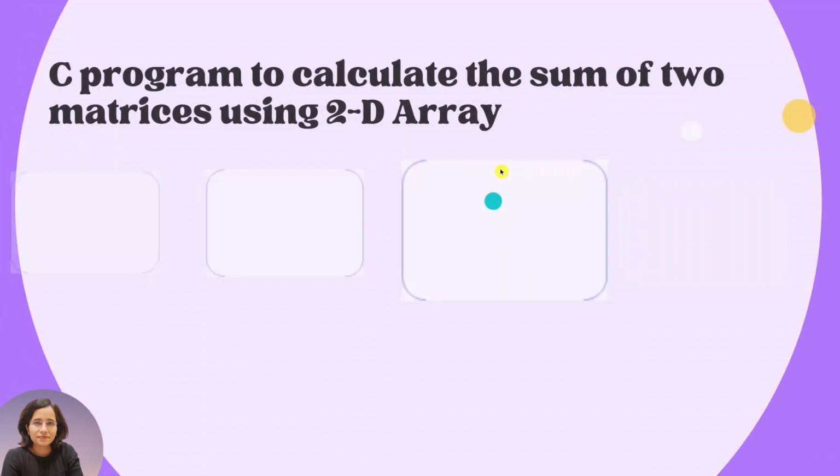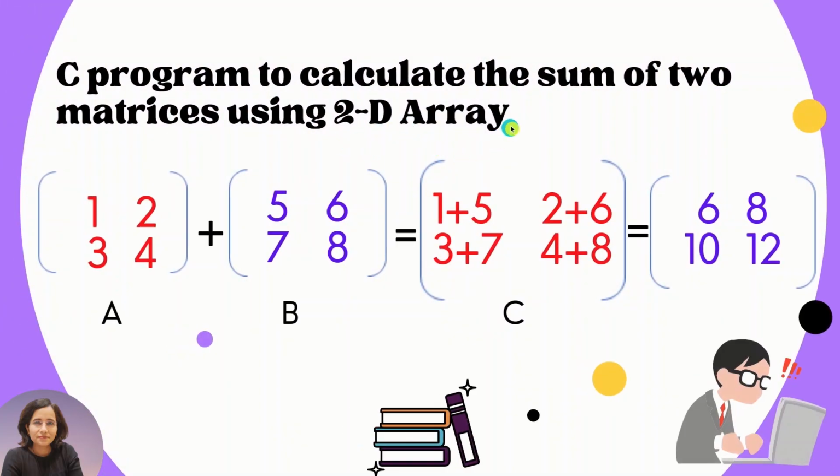In this video we will try to implement the concept of two-dimensional array to calculate the sum of two matrices. Consider the two matrices, the matrix A and the matrix B, and we have to add the elements of these two matrices. When we want to add the elements of two matrices, the corresponding elements will get added. You can see here the first element of the first matrix will get added to the first element of the second matrix. The second element of the first matrix will get added to the second element of the second matrix. So in this way we will get these results and it will get stored in the third matrix.